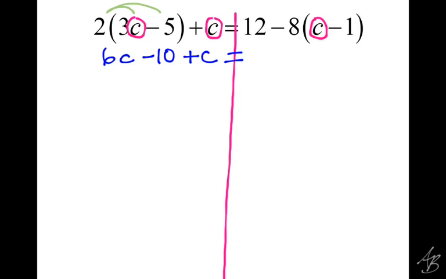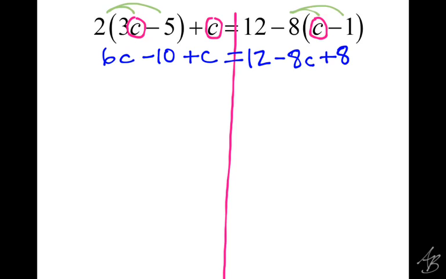On the other side, we can distribute this negative 8. Remember, it is a negative 8. So negative 8 times c is negative 8c, and negative 8 times negative 1 is 8. Positive or negative? Positive. A negative times a negative gives us a positive. And then, again, the 12 didn't distribute, so we'll bring that down.